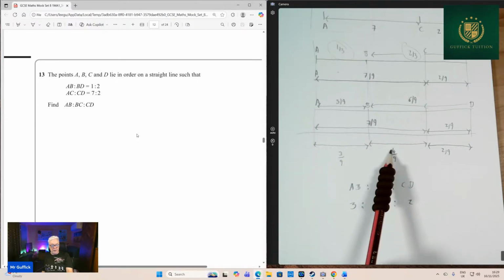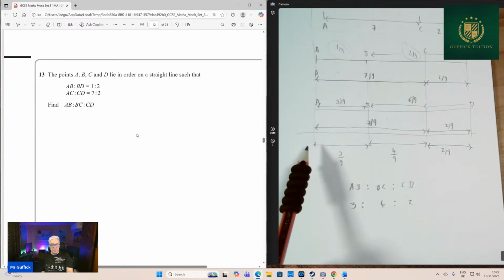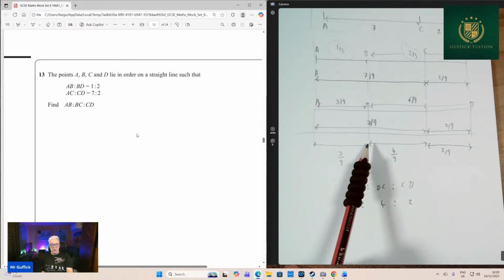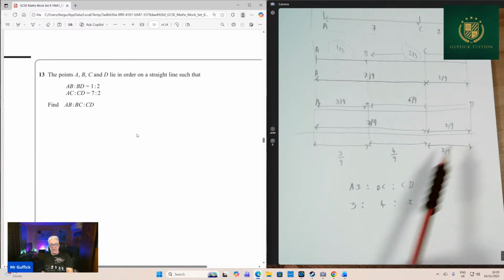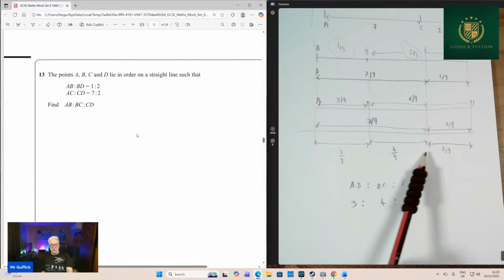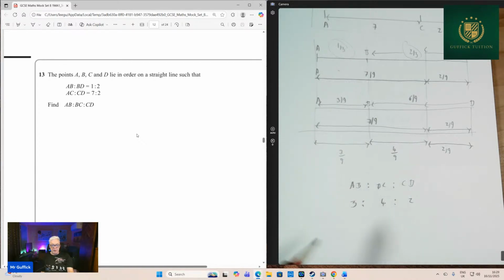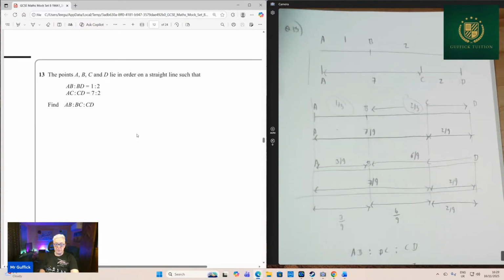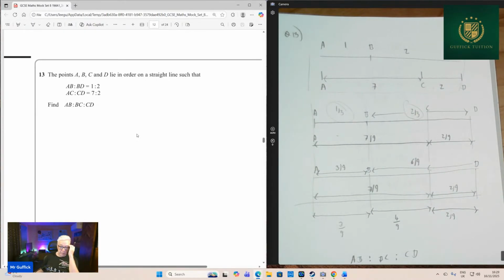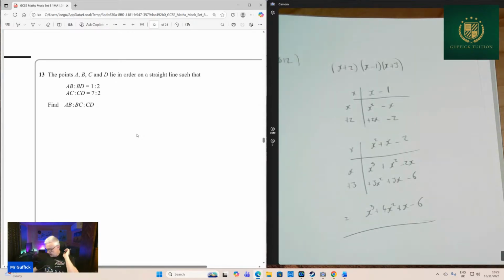So now I've answered the question, because I can say that the ratio of A to B to B to C to C to D is 3/9 to 4/9 to 2/9. But we wouldn't write it like that. We just times everything by 9 and write it in the ratio 3 to 4 to 2. So I hope that you found that helpful. The key is to represent them all on a line, represent them all as fractions, and get them all with a common denominator. I think that that's the easiest way to approach that kind of question.